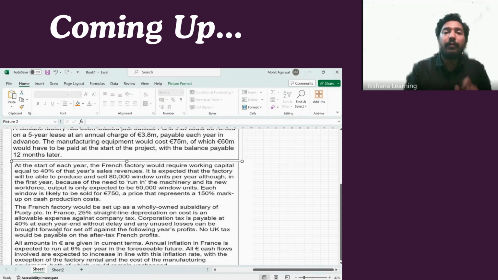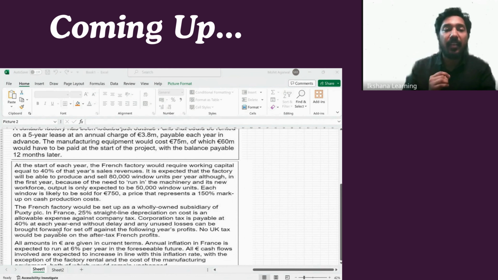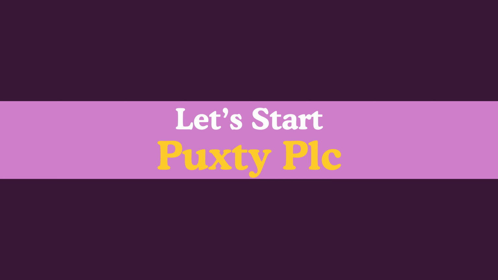They will be able to produce only 50, and after that 80. The price they will sell at is 750, at a 150% markup upon cash production cost. So what will this information be used for? They are giving you a 150% markup. Can you tell me what is the point of this information? This information can be used to calculate the cost because it is a markup. So a 150% markup is always a percentage of cost. So the cost is 100, markup is 150, selling price is 250, and accordingly you can calculate the cost from 750.